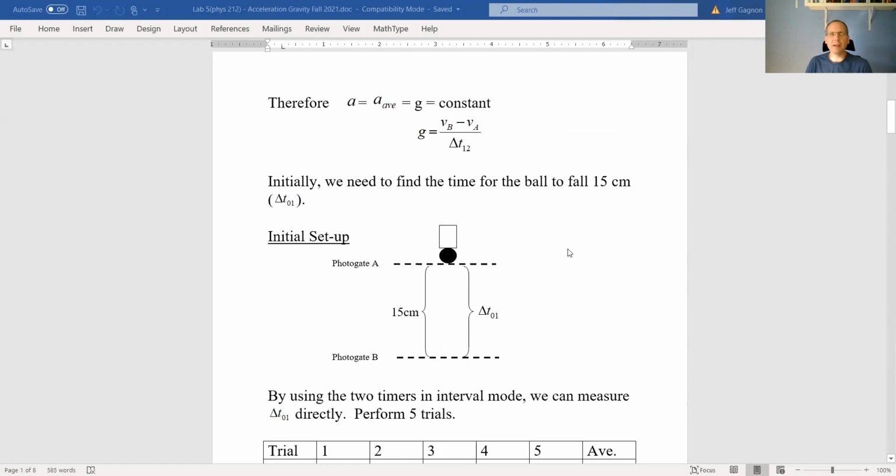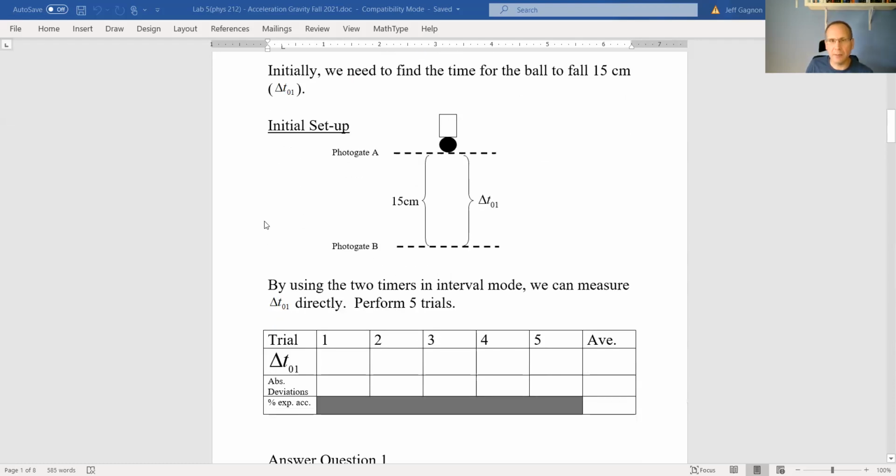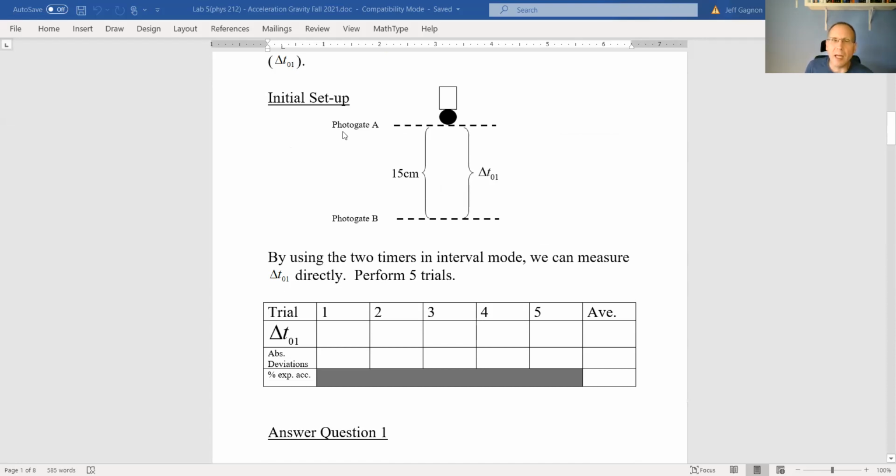So the first setup here is a little bit different. Think of this as sort of the initial setup. I put photogate A right before the ball triggers it, right at the ball dropper, just before the ball triggers it. And photogate B, I leave at 15 centimeters below.